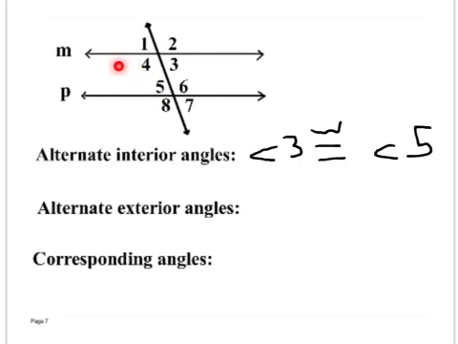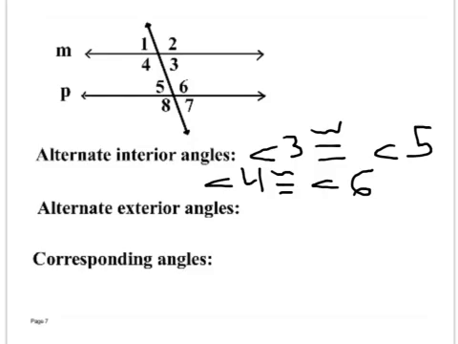Are they equal to each other? They look pretty equal to me, don't they? 3 and 5 though. That's why I said angle 3 is congruent to angle 5. Angle 4 is congruent to what? 6. Angle 6. Good. So that's alternate interior angles: interior angles that are on opposite sides of the line that are equal to each other.